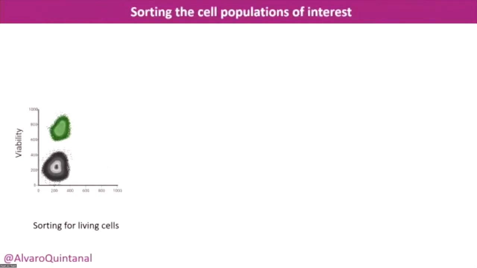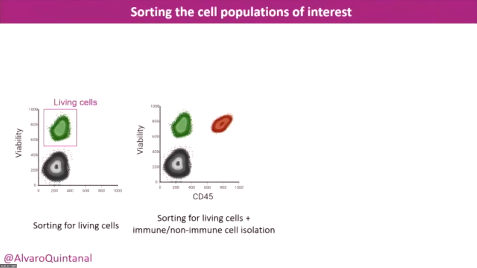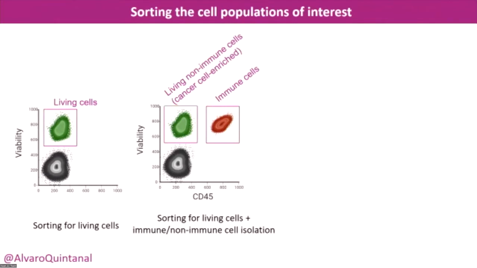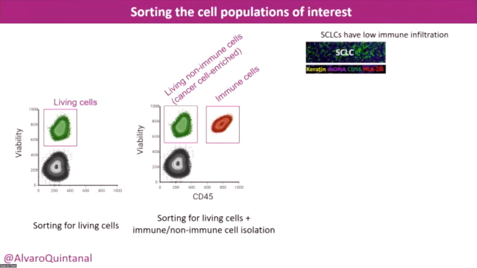So there are two ways that we can sort the living cells here. We can just sort for living cells in general, but we can also stain for CD45 that will stain the immune cells. In that case, we can have the non-immune cells, which will be enriched in tumor cells, and then the immune cells. And why do we do this? For small cell lung cancer, we don't really need it, because you can see here that these tumors are not really very infiltrated by immune cells.